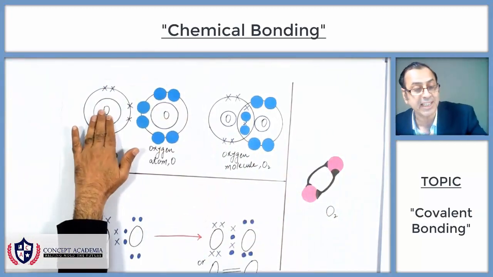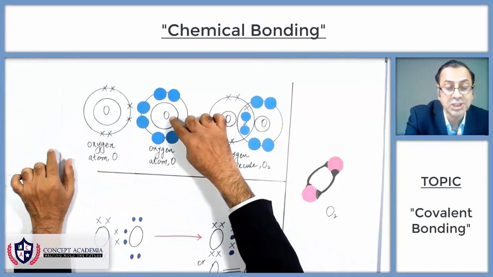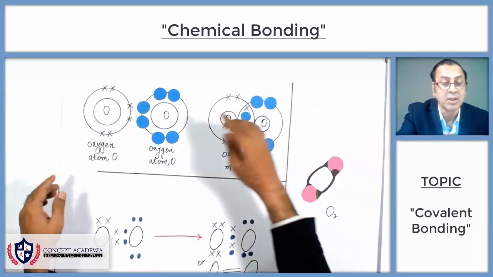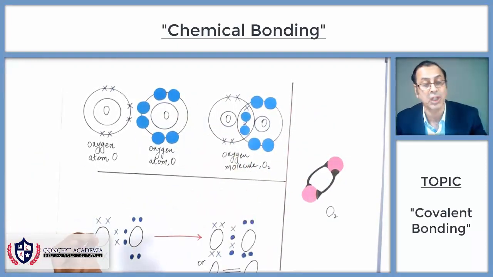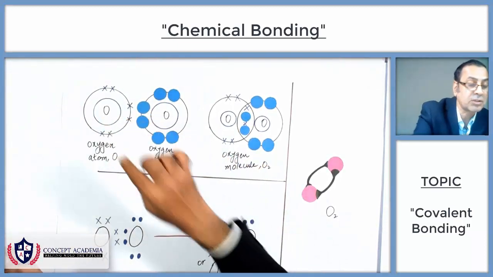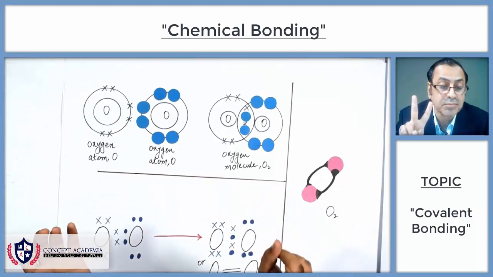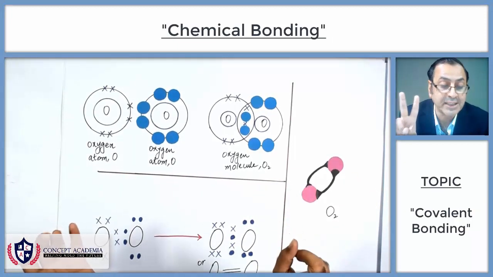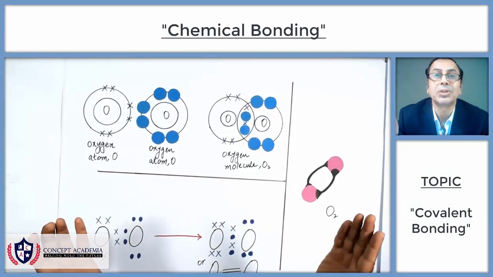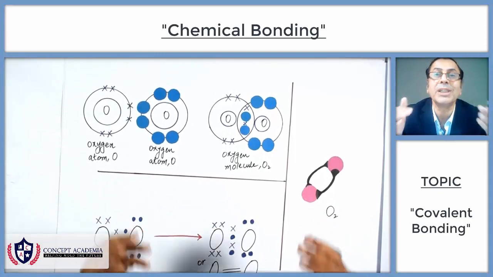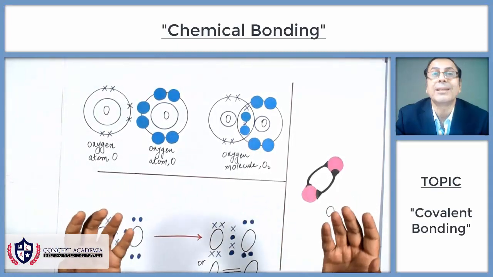This oxygen has 6 electrons. There is an oxygen nucleus, and there is the second oxygen atom's nucleus. Oxygen belongs to group 6, so it has 6 electrons in its last shell. It requires 2 more electrons to complete its octet, so 2 electrons are shared. Each oxygen will share 2 electrons to get an octet.